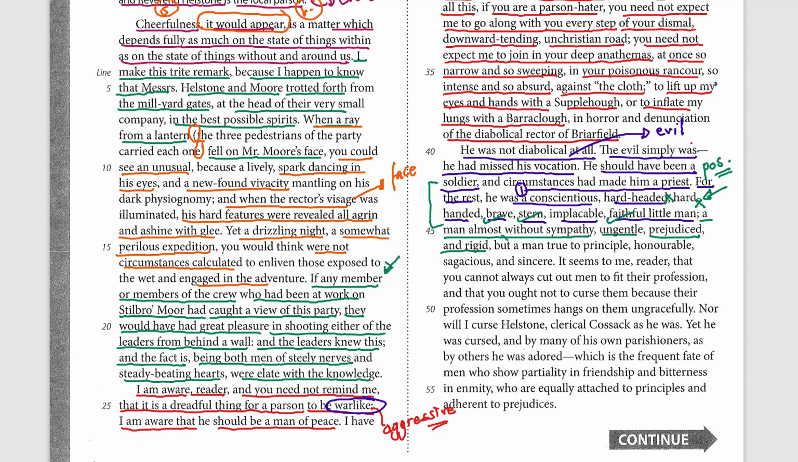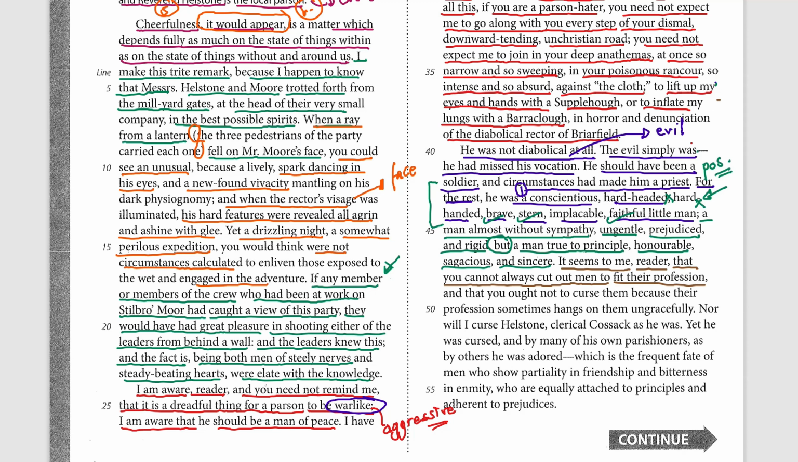وبعد كده قال إيه؟ But a man true to principle، positive، honorable positive، sagacious wise positive، sincere positive. وبعدين طيب وبعد كده يا أساتذه راح عمل إيه تاني؟ Let us see. It seems to me الرايتر بيقول لنا reader، أيها القارئ، that you cannot always cut out men to fit their profession. ما تعرفش تفصل رجالة على وظائف معينة، أو سوري العكس، ما تعرفش تفصل وظيفة على راجل. خلاص كده.